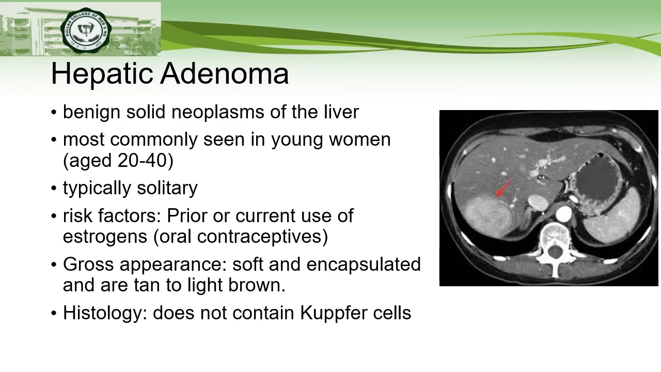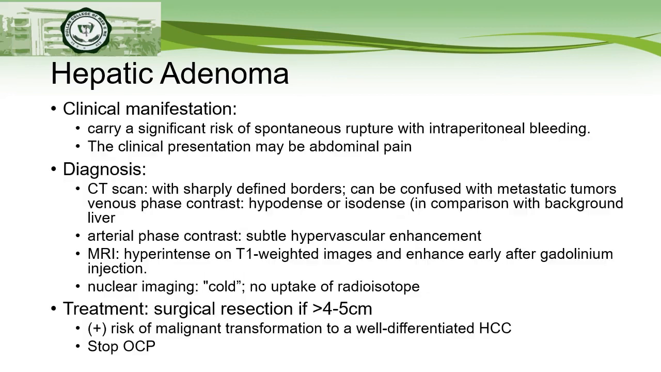Hepatic adenomas are benign solid neoplasms of the liver. They are most commonly seen in premenopausal women older than 30 years of age and are typically solitary. Prior or current use of estrogen, particularly oral contraceptives, is a clear risk factor for the development of liver adenomas, although they can occur even in the absence of oral contraceptive use. Histologically, adenomas lack bile duct glands and Kupffer cells, have no true lobules, and contain hepatocytes that appear congested or vacuolated due to glycogen deposition.